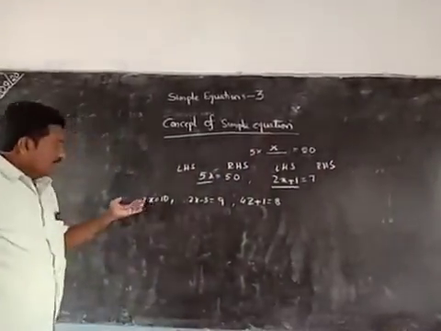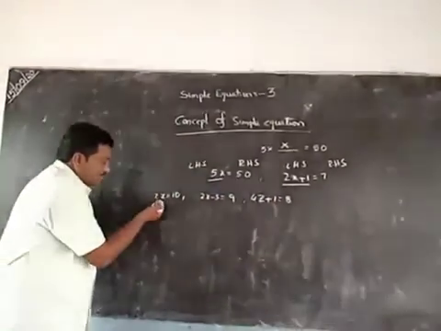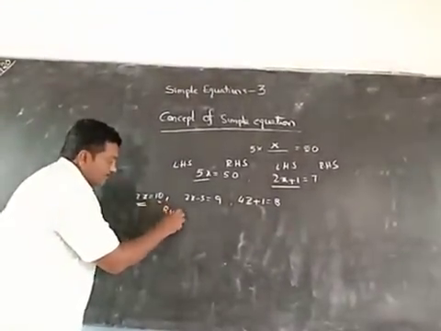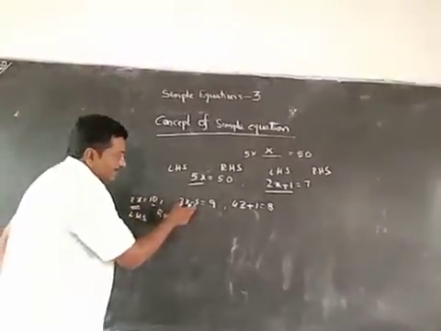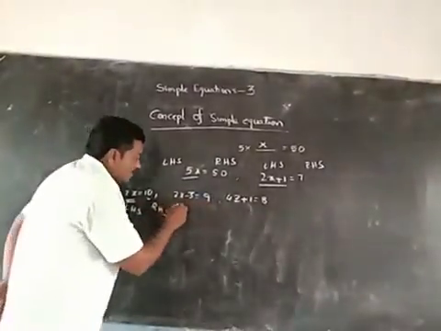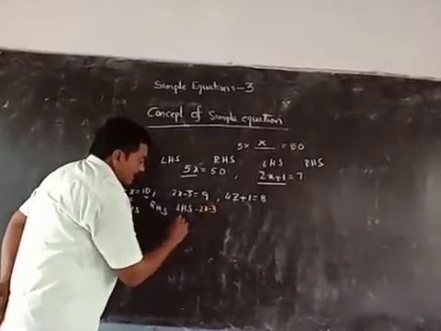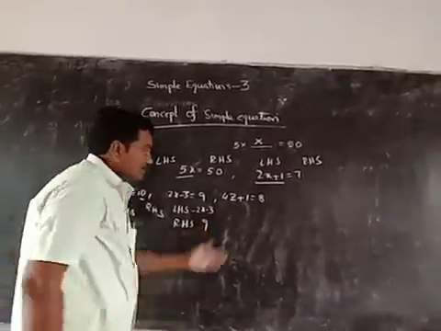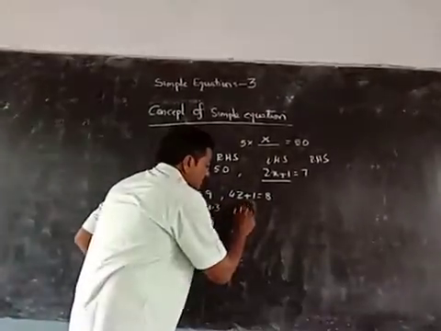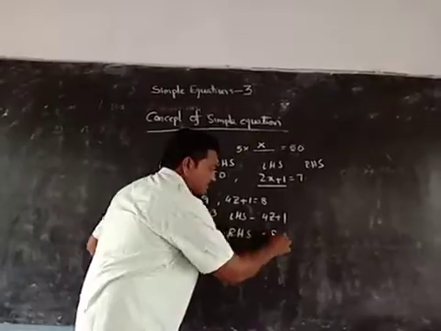So they are asking, in the given three equations, what is the LHS and what is the RHS. First of all, 2x is equal to 10. The 2x is the LHS and 10 is the RHS. And they are given 2x minus 3 equal to 9. What is the LHS and what is the RHS? In the equation, LHS is 2x minus 3 and RHS is 9. Another equation is 4z plus 1 equal to 8. The LHS is 4z plus 1 and RHS is 8.